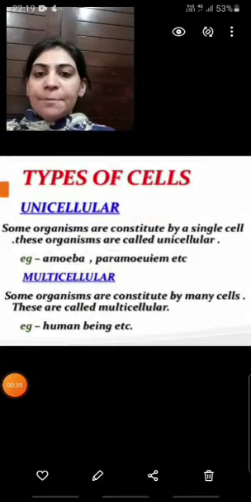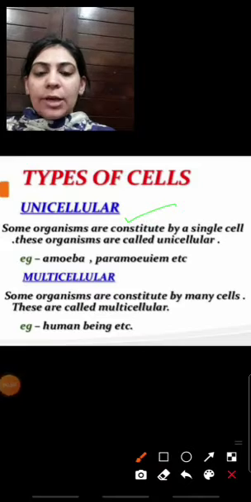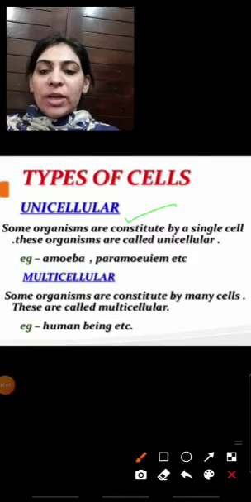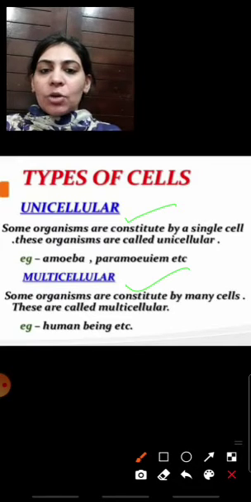Next is the types of cells. We will discuss here two types of cellular structure: the first one is unicellular, the second one is multicellular. Unicellular organism कौन से होते हैं?